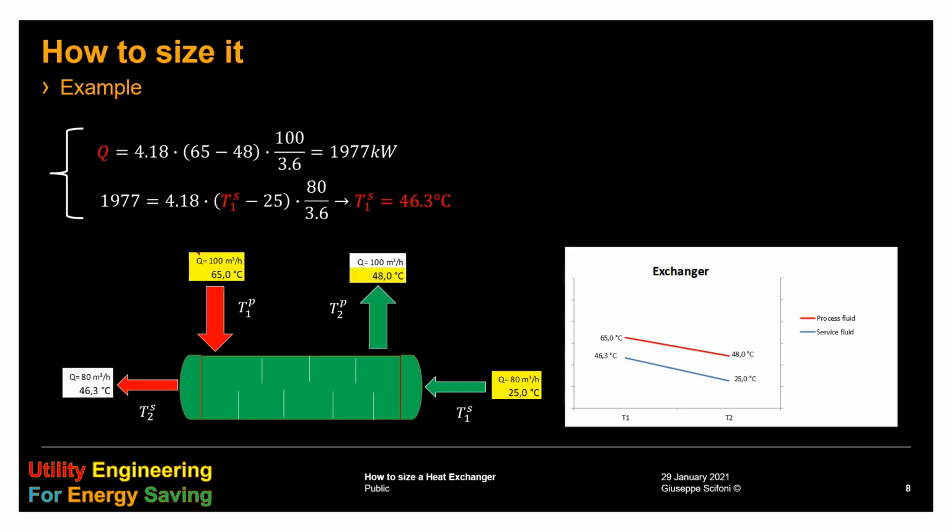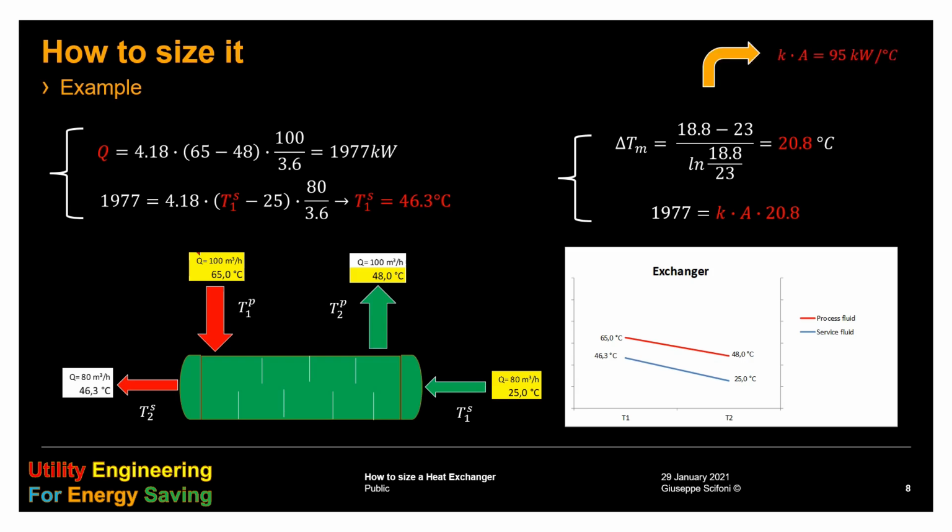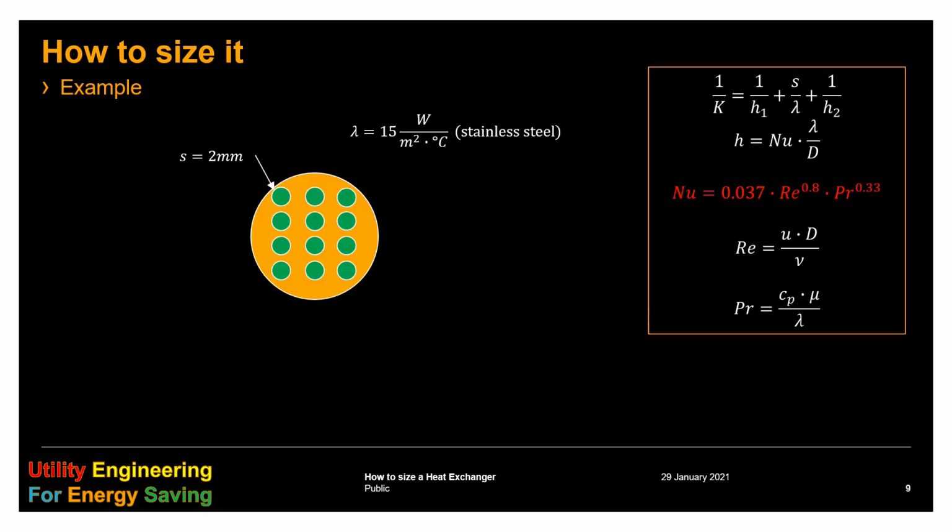1977 kilowatt. From the second one, we get the temperature of the leaving cooling water, 46.3 degrees. By means of the four known temperatures, we get the mean delta T, which is 20.8 degrees. And using the third formula, we come to the value of K times A, which is 95 kilowatt per Celsius. Now it comes the most difficult part of the calculation.